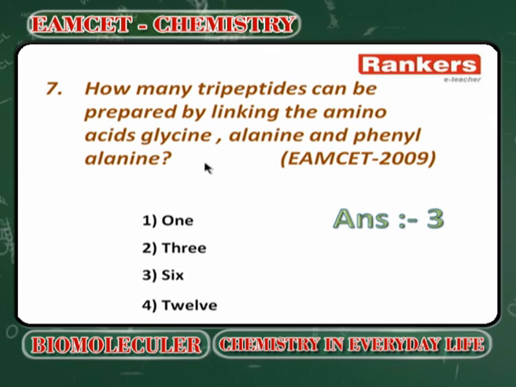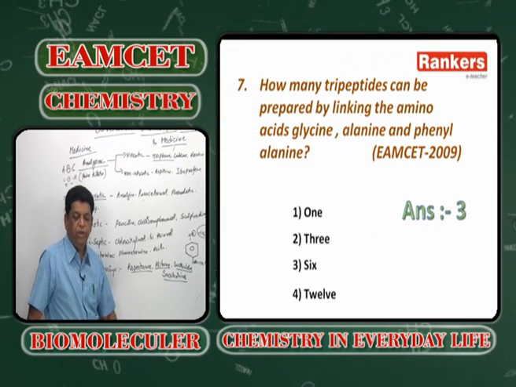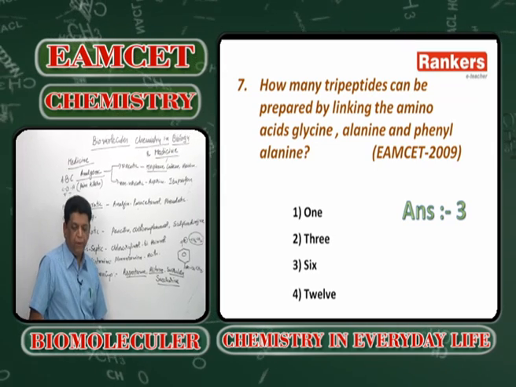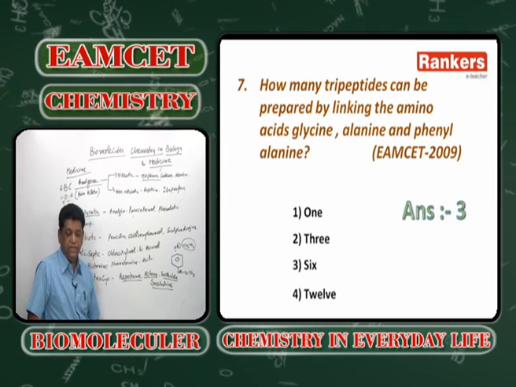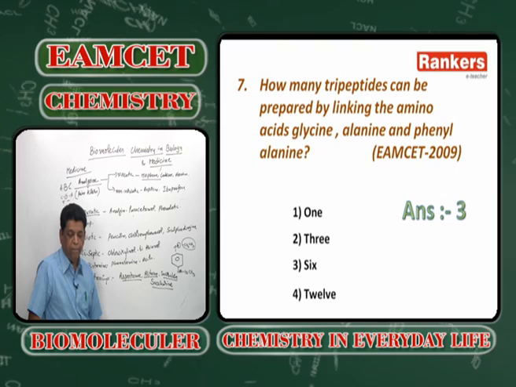If 2 is given, you can prepare AB and BA. AB and BA, these two are different. If 2 amino acids are given, you can have 2 different dipeptides. If 3 is given, 6 come, like that and so on. Next.